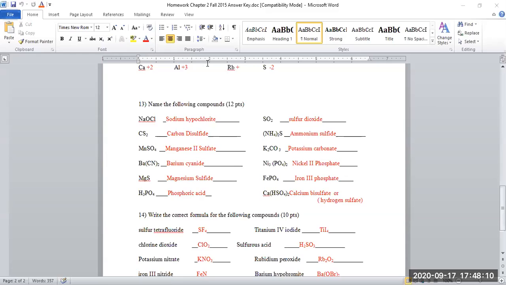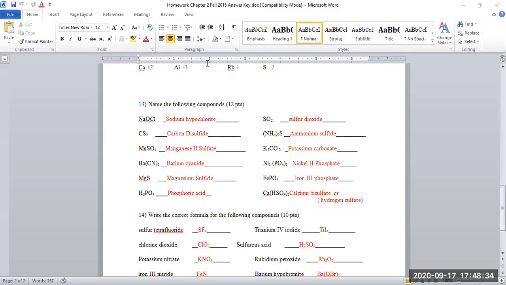The last one there, you can call it calcium bisulfate or hydrogen sulfate. The bisulfate is tied into the older naming system where it has the -ic and -ous endings. You will sometimes see bisulfate, bicarbonate used, but it is equally valid to call it hydrogen sulfate.